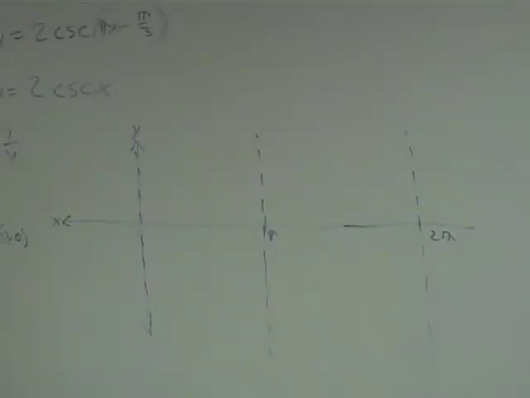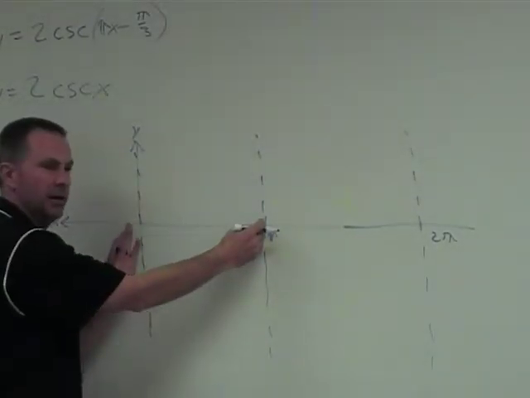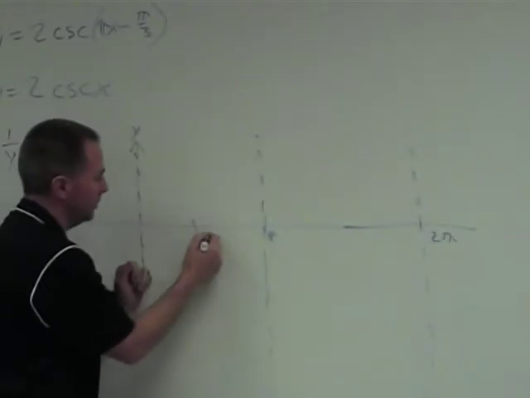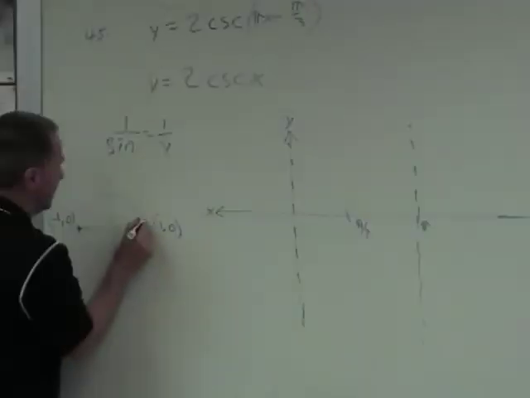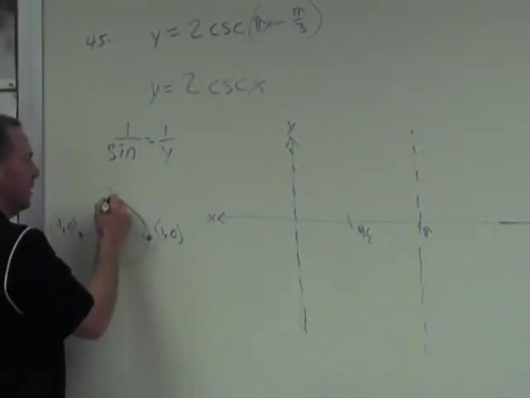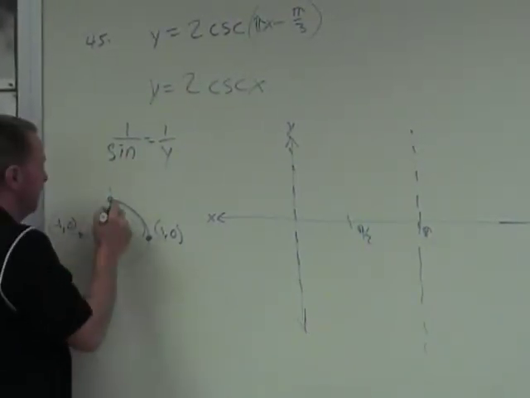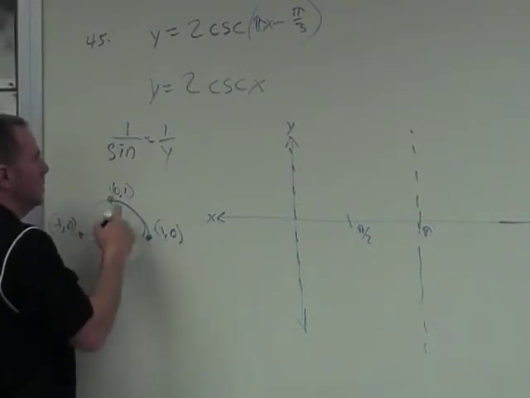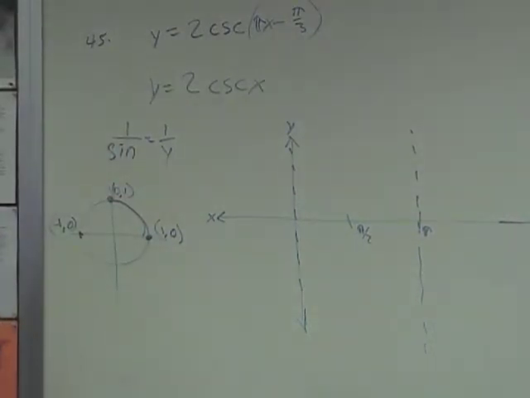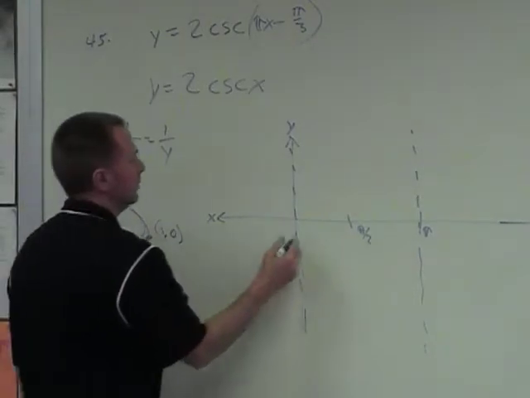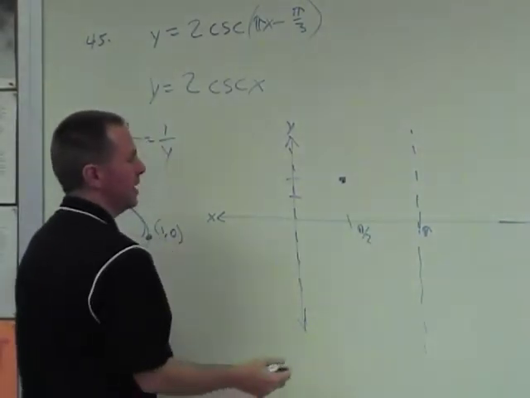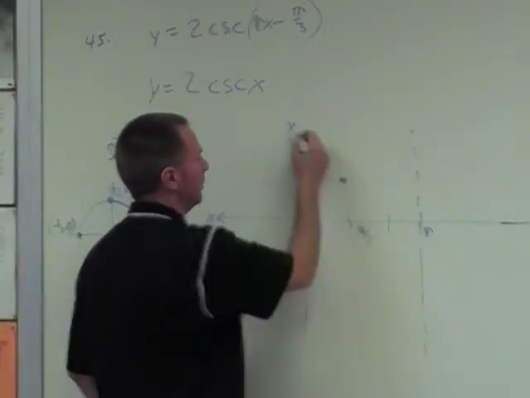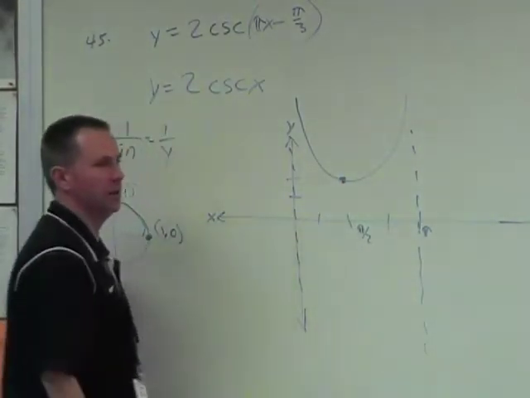Okay, so now I just need to plot some things. What's halfway in between 0 and pi? Pi over 2. Let's plot pi over 2. Cosecant of pi over 2. What is the y value here? 1. So the cosecant is 1. 1 times 2. If you don't know what this looks like, then you're going to have to do pi over 4 and 3 pi over 4. That's what the cosecant looks like.